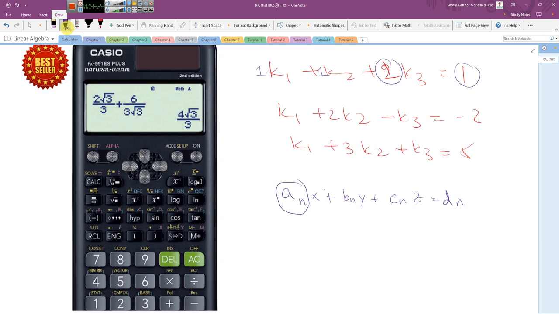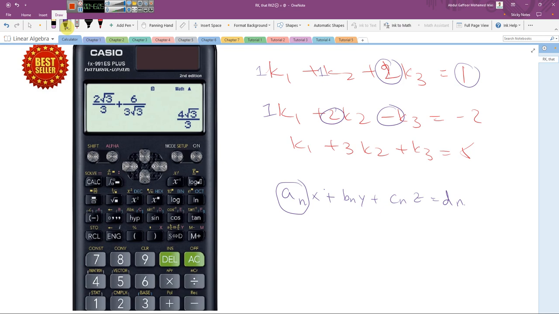Okay, since we have 1 in front of k1, 2 in front of k2 and negative 1 in front of k3, now press 1 equal, then 2 equal, then minus 1 equal, then D is negative 2. Then the cursor will go to the third row, where you have to enter the coefficients of the variables in the third equation. 1 equal, 3 equal, then 5 equal.